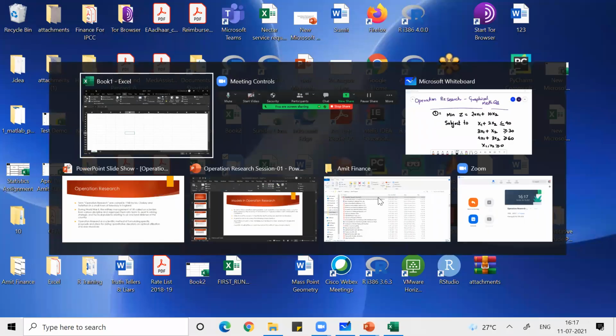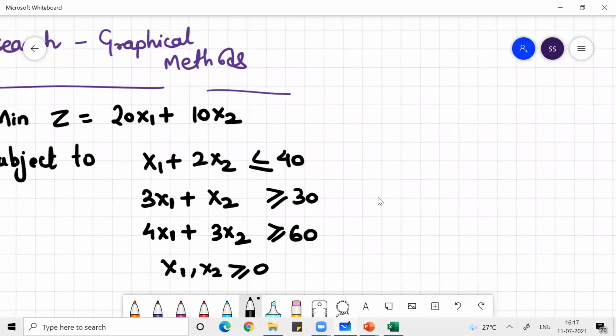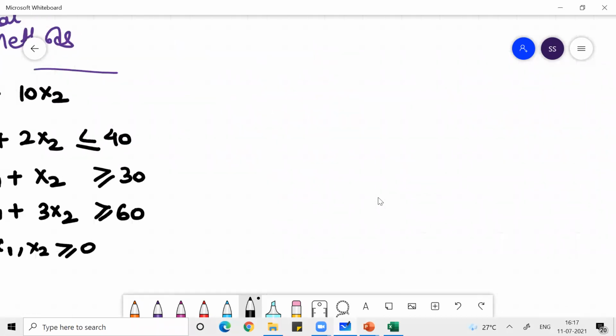Coming back to this problem, in the exam we will not get the right to solve the problem by using Solver. So that's why I'm not doing it in the beginning. I definitely will show you how we can do that. Now coming back to the graphical method, guys, I believe you are well versed with the concept of graph.